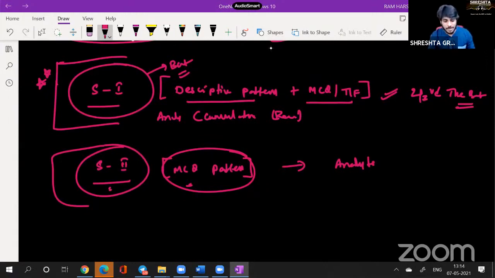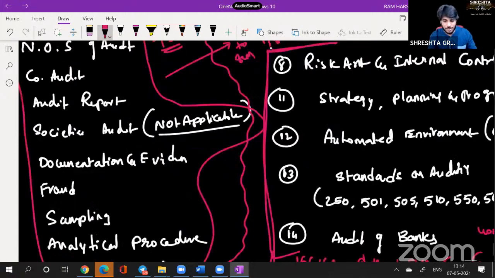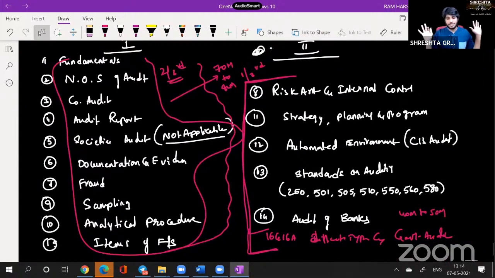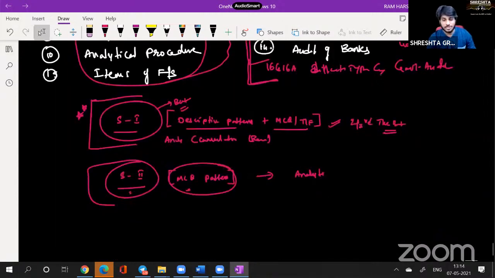Sir, what is segment 1 chapter and segment 2 chapter? I gave a list here already. I gave a list of the chapters here already. And I even gave you the material source also. So it is now your turn to strategically plan whatever I said and then prepare. That's it. So this is the strategy for auditing.